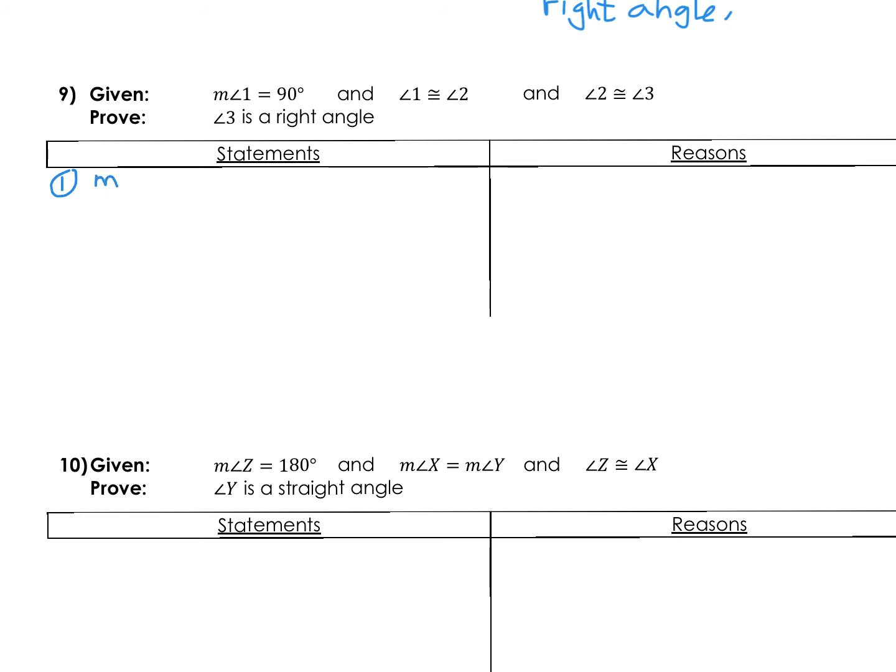So the measure of angle 1 is equal to 90 degrees, and angle 1 is congruent to angle 2, and angle 2 is congruent to angle 3. So start there and see if you can finish up this proof.